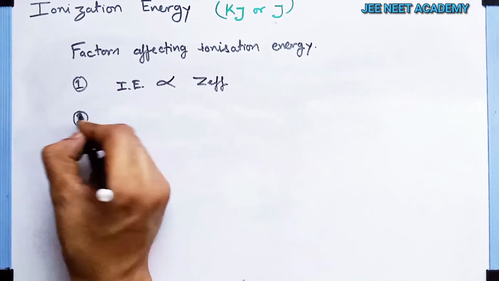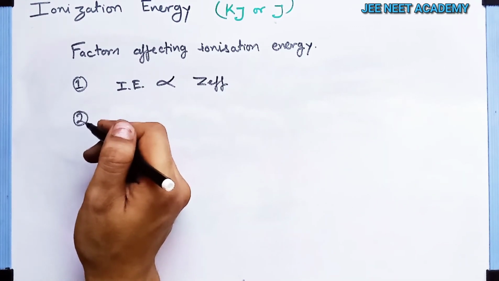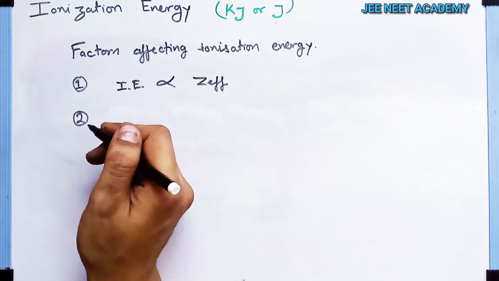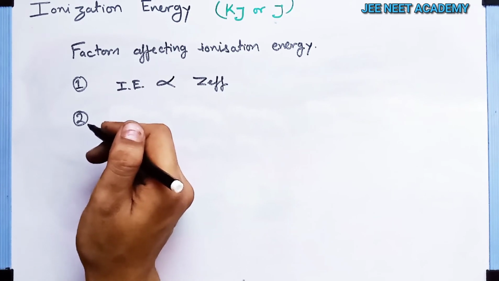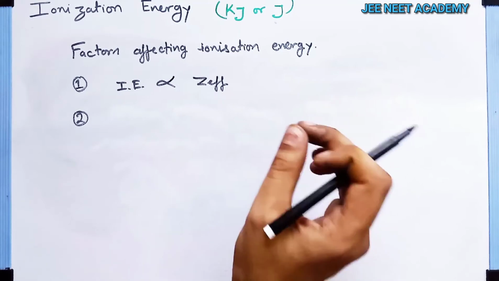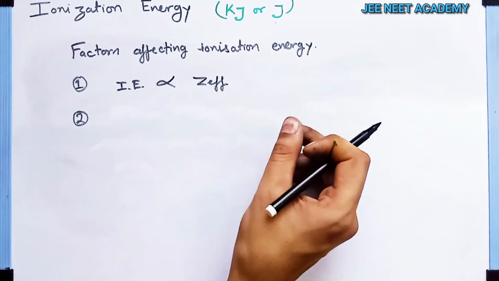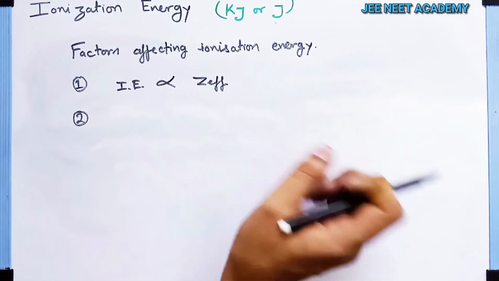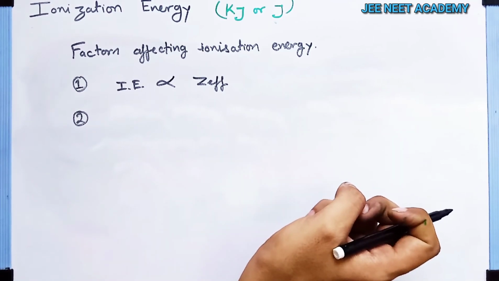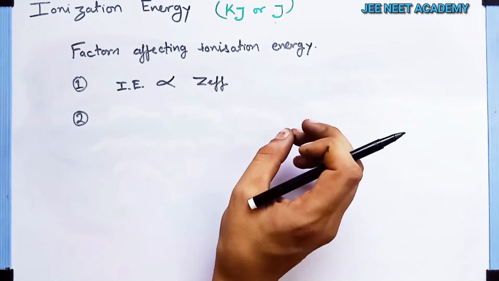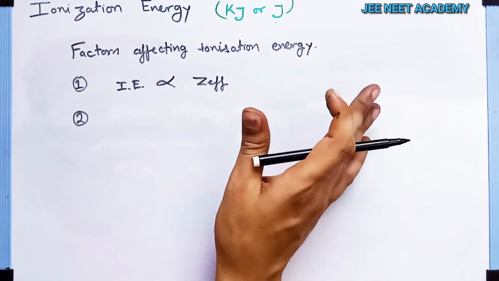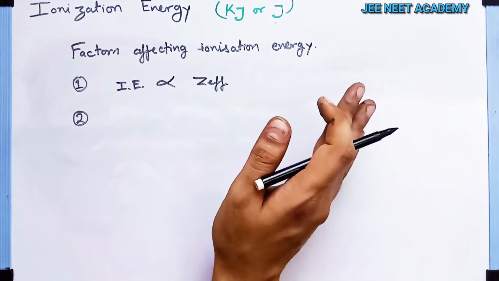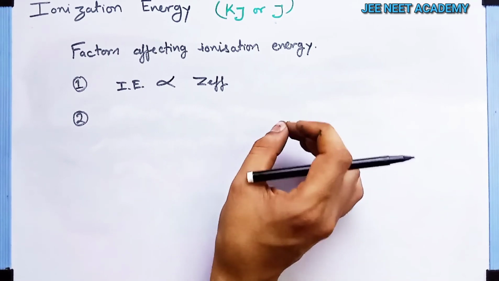Second factor, half filled, full filled subshells are more stable than the partially filled. So it's difficult to remove an electron from it. When you have an element or atom that is fully filled or half filled, to remove one electron from that element will be difficult. So the ionization energy required for that element will be more.